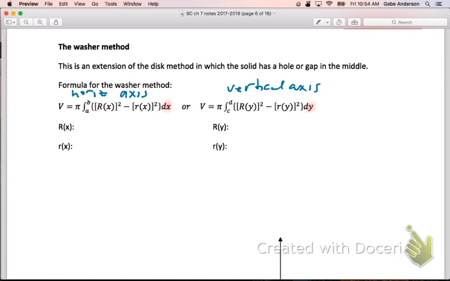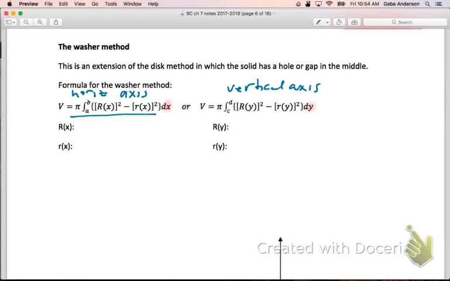So it's going to be the same concept as before. We want our representative rectangle, representative washer to be perpendicular to that axis of rotation. So that's why we're going to have x's or, in the other case, y's. Okay, so notice that this does look sort of like the disk method. The disk method, if you remember, is pi integral r squared. So this is pi integral R squared minus r squared. One of them is capital R, of course, the other one's little r.